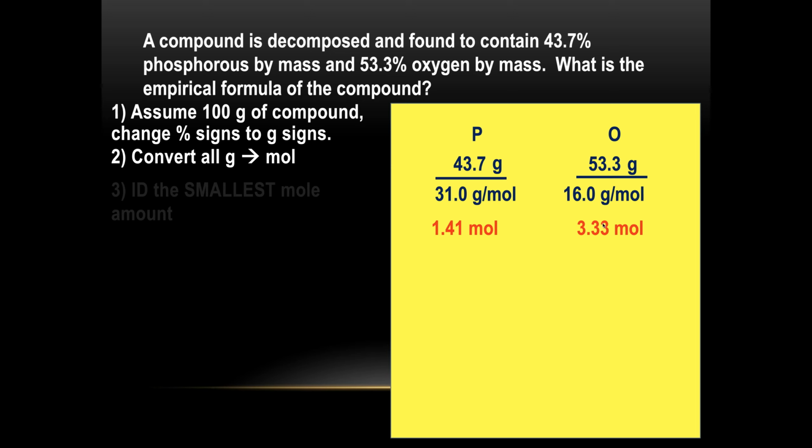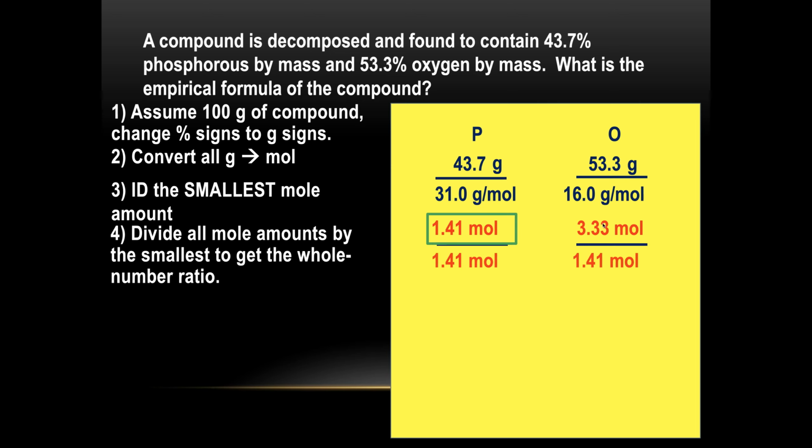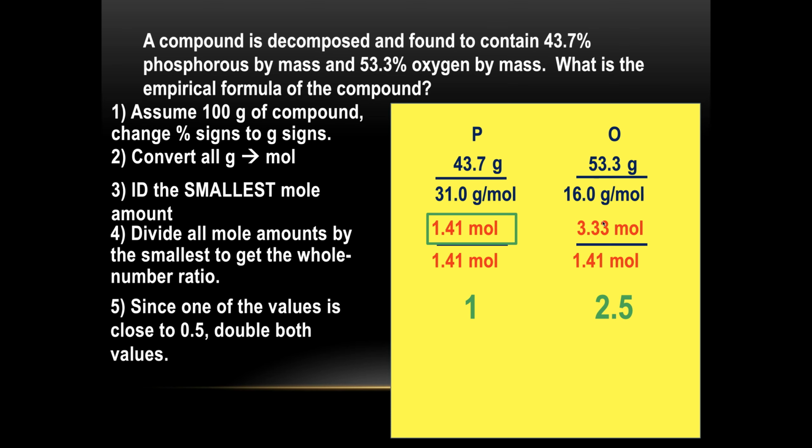Convert to moles, divide by small. Since 1.41 is the smaller value, we'll divide them both by that so that the smaller value will come out to 1 and the second one comes out to something .5. Now, a simplest whole number ratio does not have to be a 1 to something ratio. It can be an odd number to even number ratio or an even number to odd number ratio. So if we get something .5 for our mole value, that means it's not a 1 to something ratio, it's a 2 to something ratio. So what you do is double if needed.